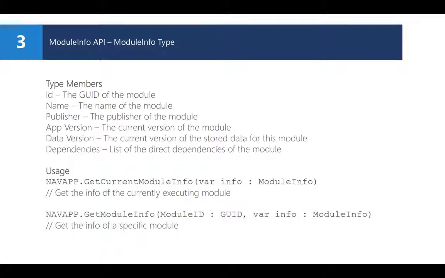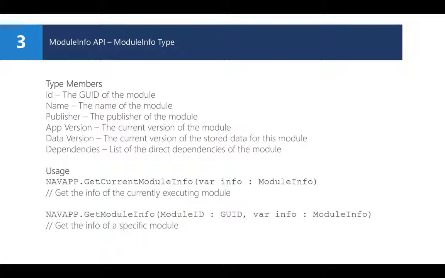You can easily create a new module info variable and fill it by calling the navapp.getCurrentModuleInfo statement. It will give you the necessary information about the module that implemented that code, the current module. You can also get information about a specific installed module by using the getModuleInfo method. You will need the app's GUID to specify the module you need information about. For example, it is very useful to figure out the data version of any app you might depend on.